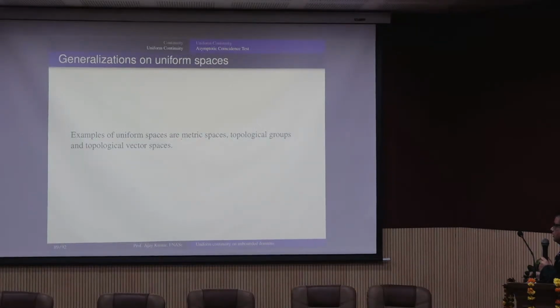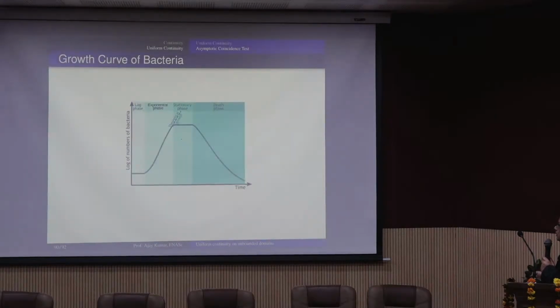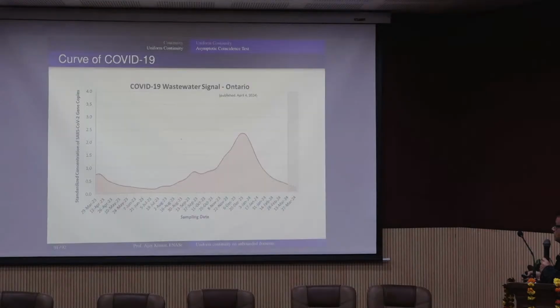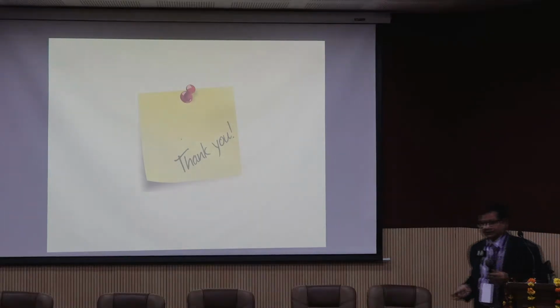So there are some structures. These are some COVID curves, this is a bacteria curve, where you can find it is going to 0 at infinity. So it is a uniformly continuous function. And these are some COVID curves, and finally going to 0. So all of them are uniformly continuous functions. And I stop here. You are free to ask me anything.